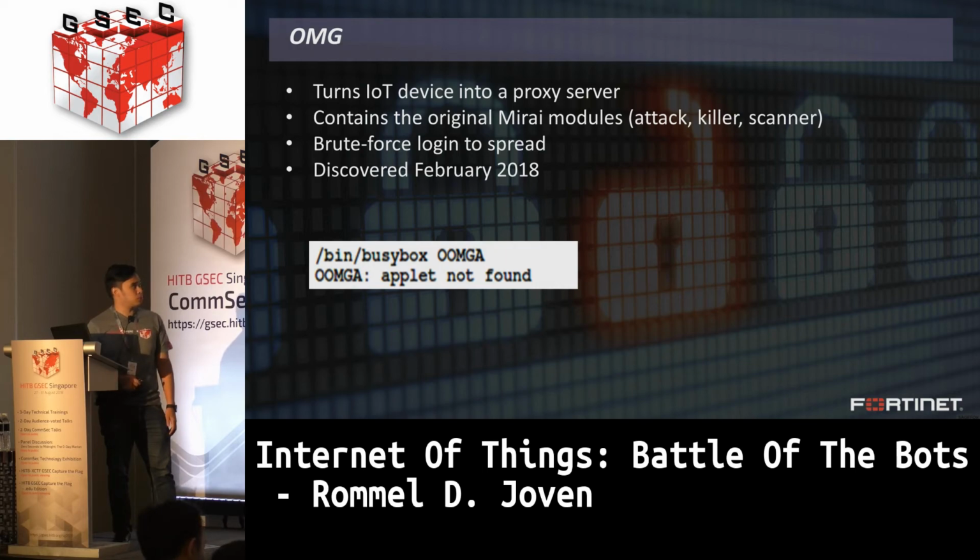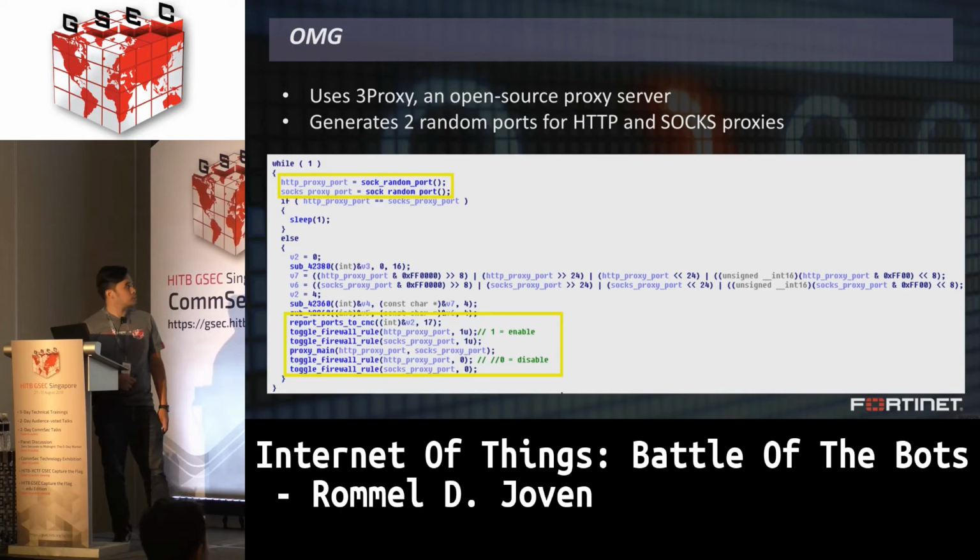Then it uses brute force to log in, so it doesn't have any exploit. We discovered this in February 2018. It uses 3proxy, an open source proxy server. And how does it turn the IoT device into a proxy server? It generates 2 random ports for HTTP and SOCKS proxies, as you can see here.